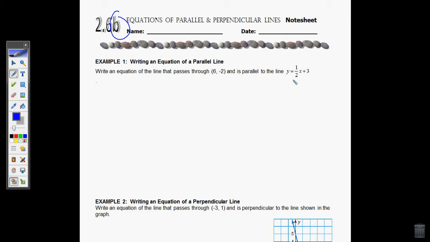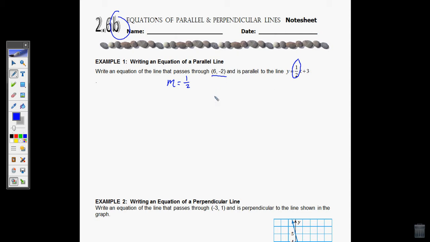Y equals 1/2 x plus 3. Now, the important thing we need to remember is that parallel lines have the same slope. So, even though I'm not explicitly given that I want it to pass through 6, -2 and have a slope of 1/2, it is shown. I want one parallel to this equation. This equation gives me a slope. I know that parallel means it's going to be the same. So this slope with that equation, with that point.